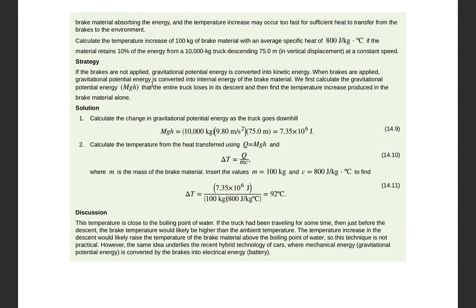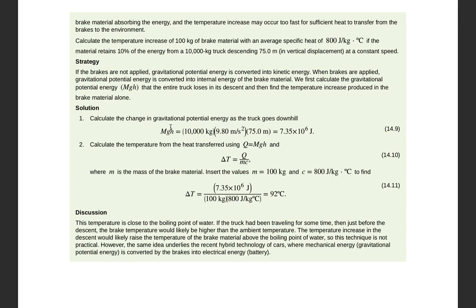So our strategy here is if the brakes are not applied, gravitational potential energy is converted into kinetic energy. This is something we learned back in chapter 7. When brakes are applied, gravitational potential energy is converted into internal energy of the brake material. We first calculate the gravitational potential energy, mgh, that the entire truck loses in its descent, and then find the temperature increase produced in the brake material alone.